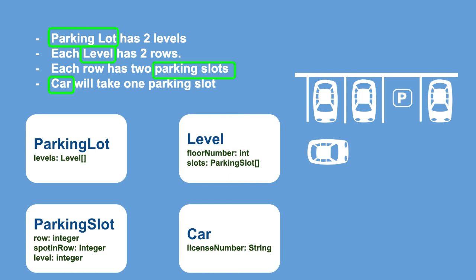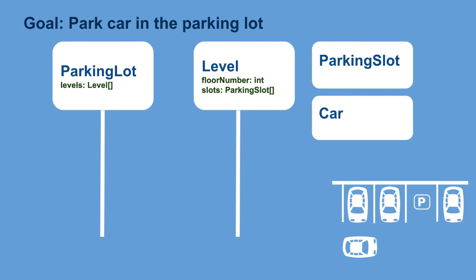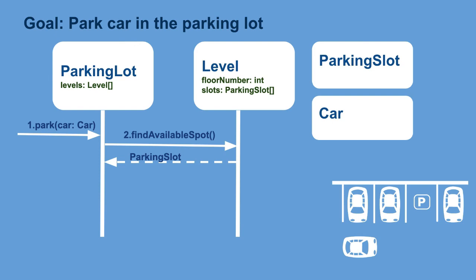Now we will need to add some methods to achieve the goal, which is parking a car in a parking lot. Let's see how we can do that. First, we ask the parking lot class to park our car. To park the car, the parking lot class will need to find a free spot in one of the levels. Once we got a free parking slot, the parking lot class will say to the level, park the car in this parking slot. In case there are no free spots, the findAvailableSpot method will return none, meaning there were no spots in the level.